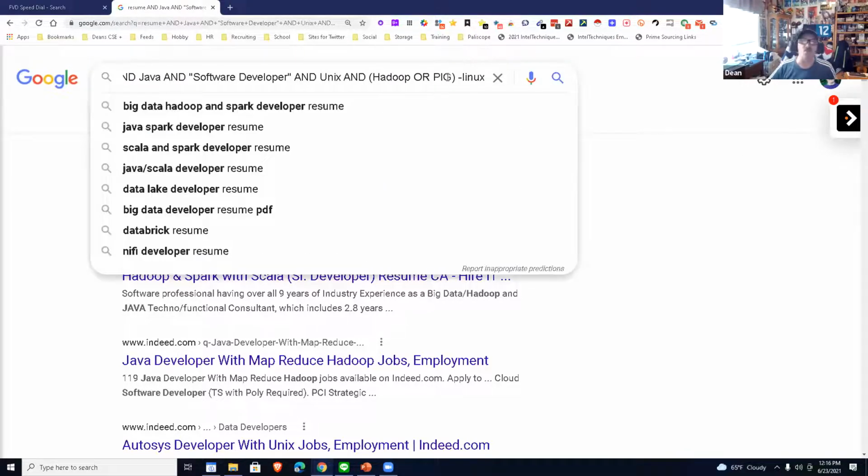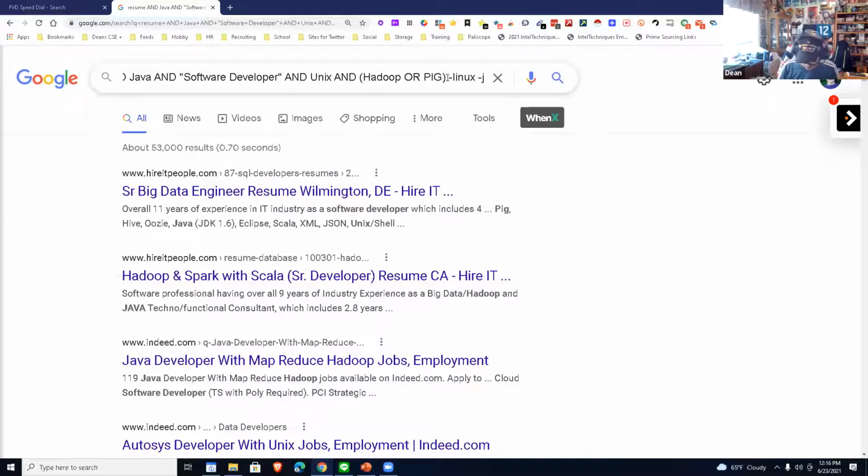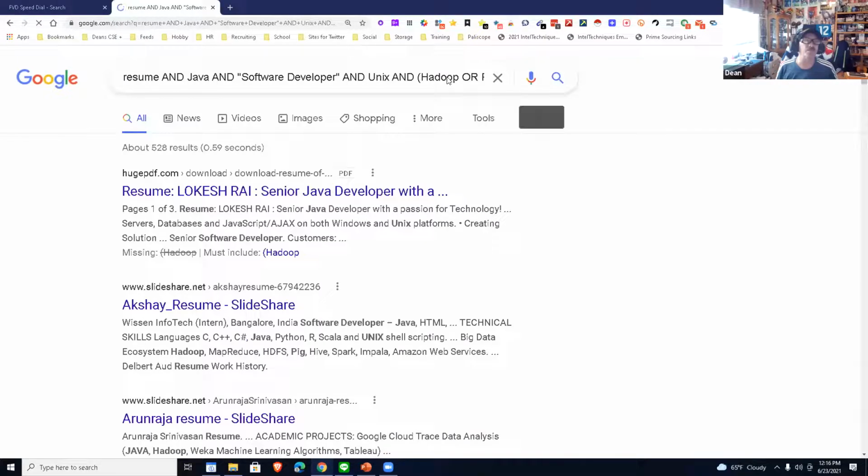Now, what I would do to get rid of more junk here is minus job. Even though Google should do it, I don't trust Google to do it, so I'm going to get rid of job and jobs, and I'm going to minus sample and example. And now we narrow it down to actual, real, legit people's resumes. That's Boolean. Notice without adding those minuses, we had thousands of results, a lot of junk.